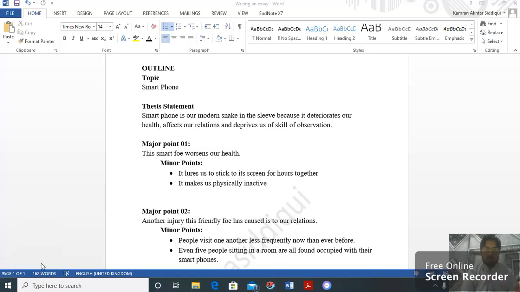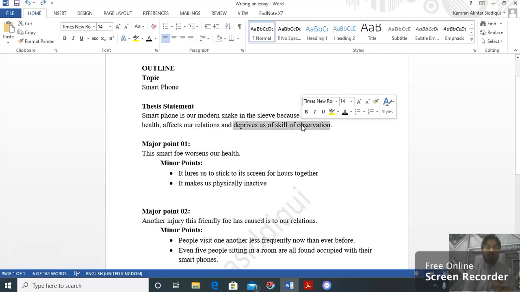Keeping the structure in view, I have drafted an outline on the effects of using smartphones. For example, the topic is smartphones, and somebody asks you to write an essay about it, and you think that you should write about the effects of using smartphones. You brainstorm the ideas and come up with the idea that there are three major effects of using smartphones on our lives. For example, it deteriorates our health, then it affects our relations, and the third is that it deprives us of the skill of observation. You finalize these three effects of using smartphones.